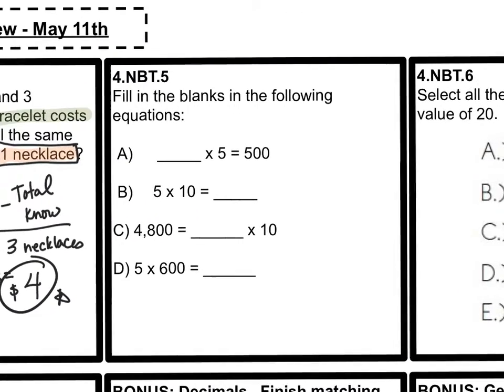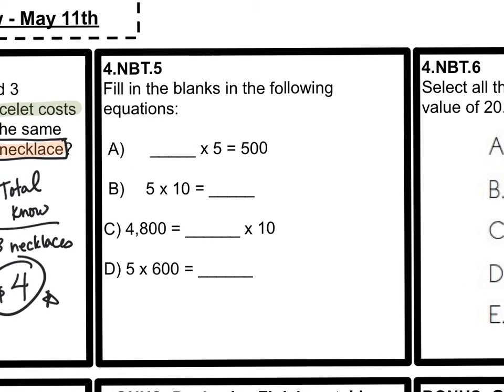Okay, for the next one, fill in the blanks for the following equations. Most of them are pretty easy to figure out. The hardest one I think is going to be C. So the first one, 5 times what gives me 500? Or I can look at it as 5 divided by 5 with 2 zeros. So 5 times 100 is going to give me 500. For the next one, this is super straightforward. 5 times 10 is 50.